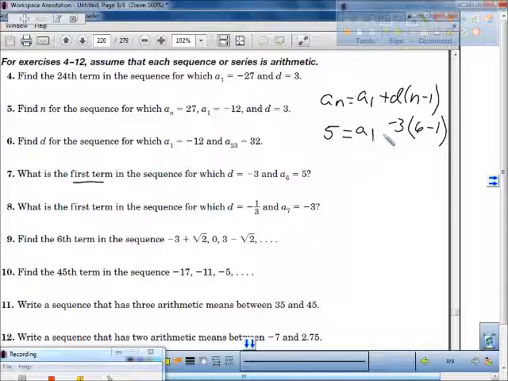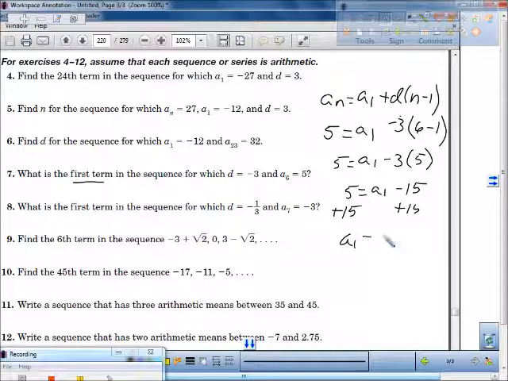So we have one equation and one unknown, so we can solve this. I'm going to combine the 6 and the 1 so that we get 5 is equal to a1 minus 3 times 5. So we end up with 5 is equal to a1 minus 15. Then we just add 15 to both sides. So a1 is equal to 20. So we solved for the first term.